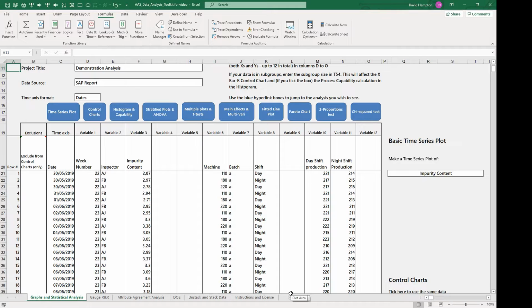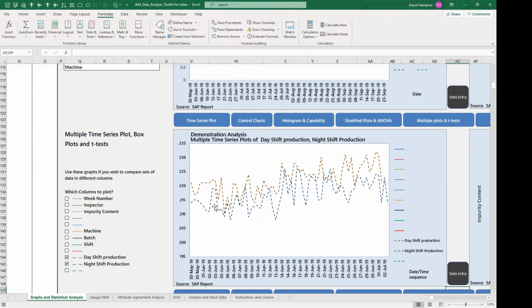We saw in an earlier video some data on day shift and night shift production, and we ran multiple plots to look at those side by side, and we were saying, well, it looks like day shift produces more than night shift, and we studied that with a t-test. I want to look at something slightly different now.